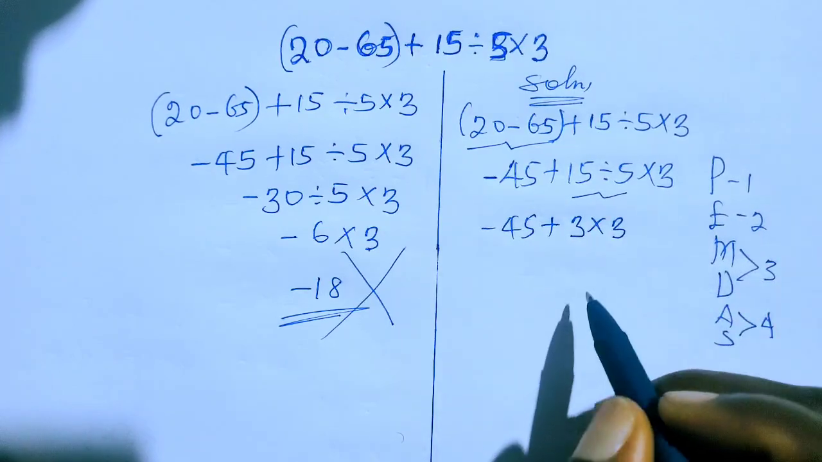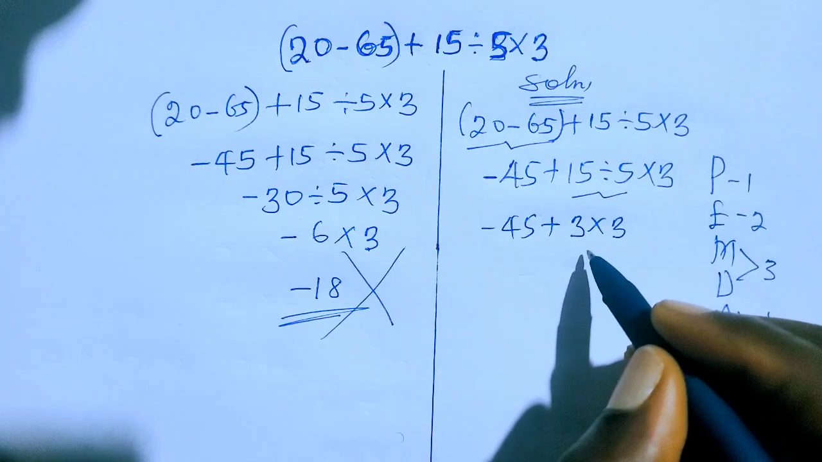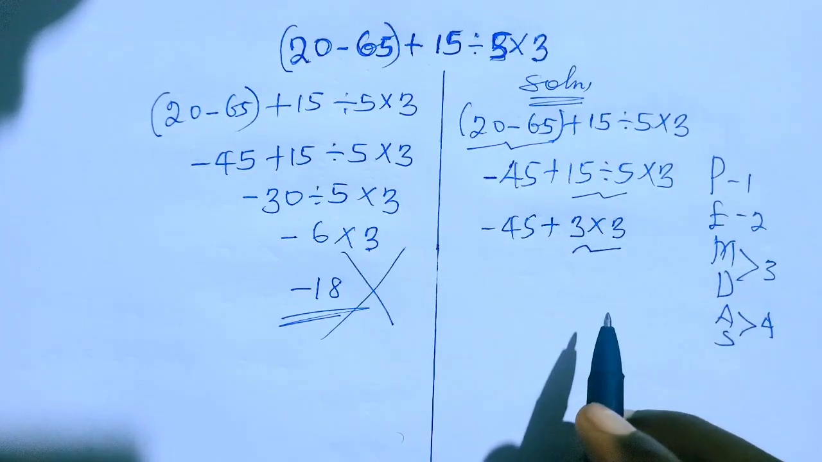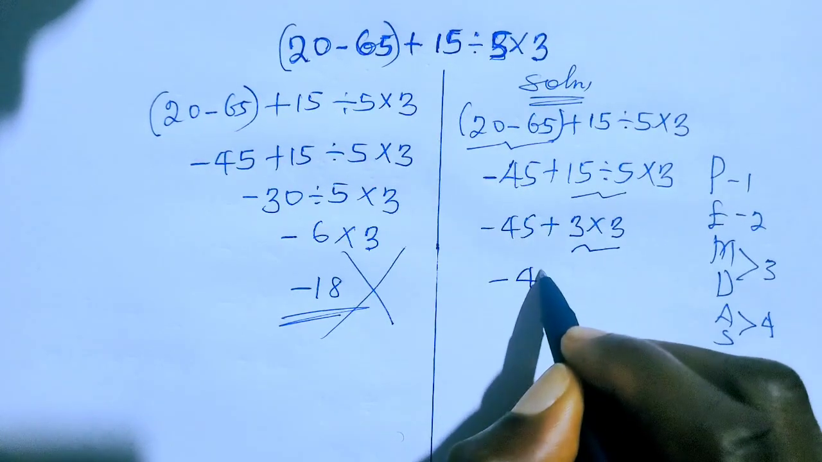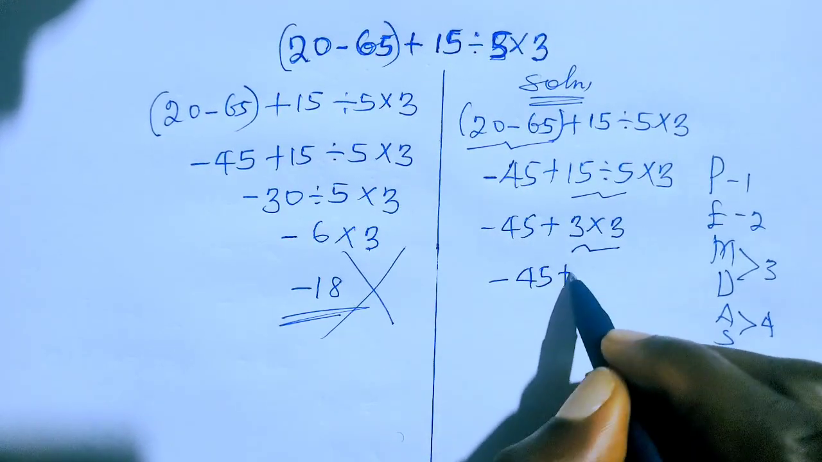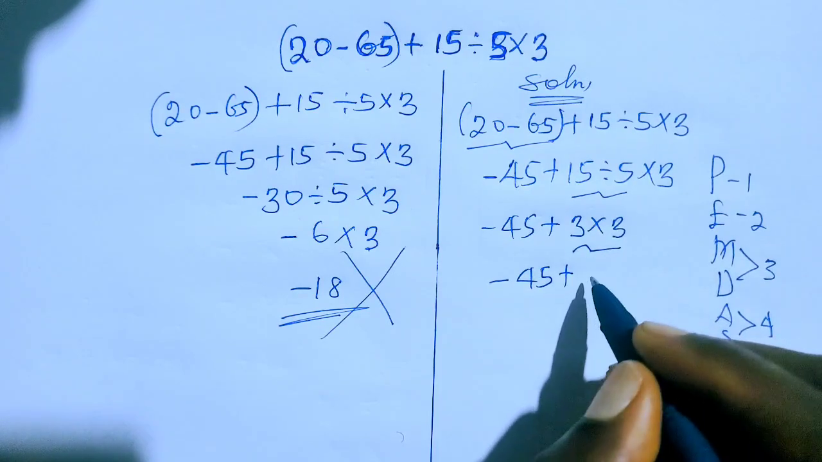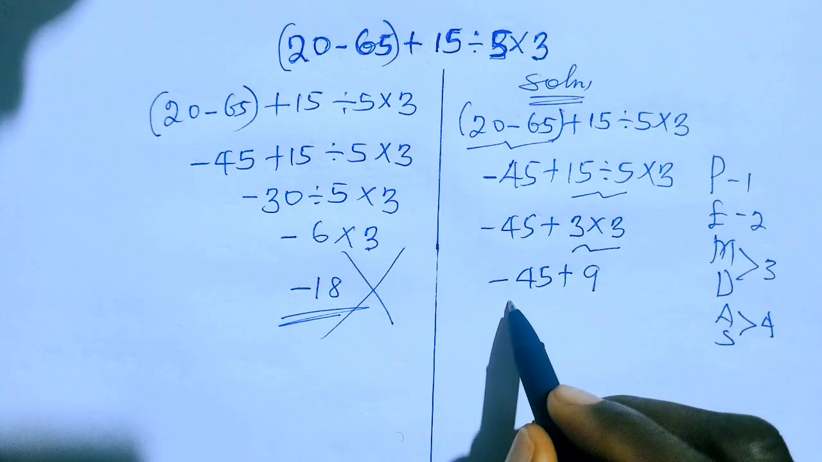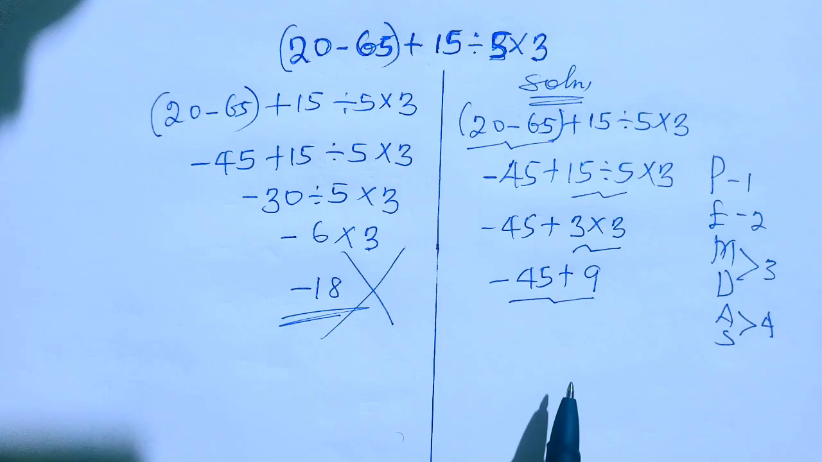multiplied by 3. Then next we are going to consider multiplication. We have this. Then right here we are going to have minus 45 plus 3 times 3, that will give us 9. Then lastly, we are going to consider this addition here.